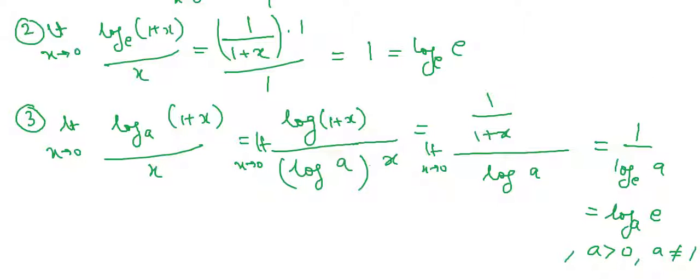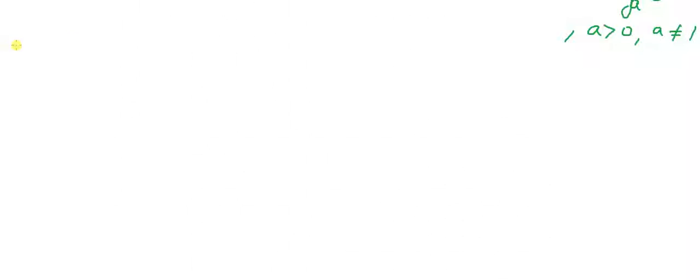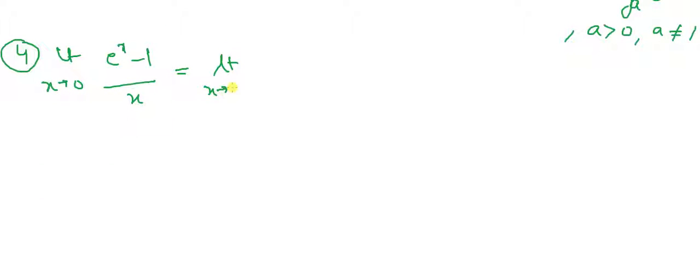Okay, and next, fourth is limit x tends to 0, e to the power x minus 1 divided by x. So let's solve this question. It's very simple. When you put x tends to 0 in the problem, you will see 1 minus 1, that will be 0 upon 0. Again, you differentiate: e to the power x upon 1. So put x tends to 0, you will get 1 here.